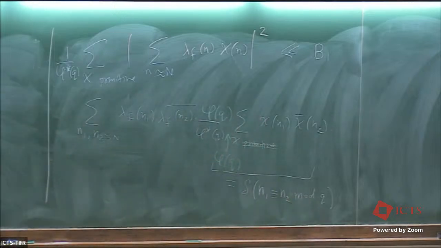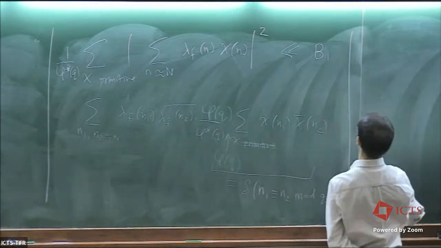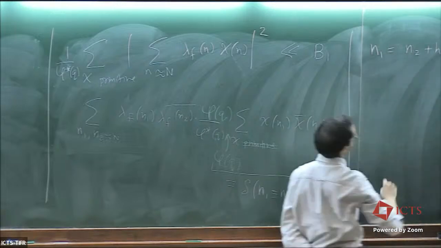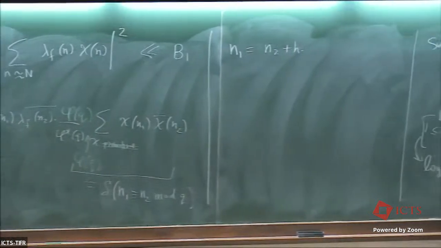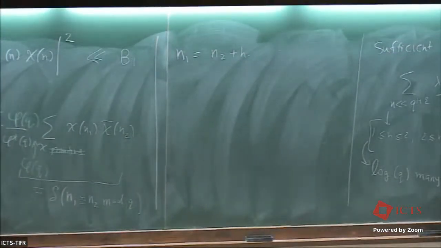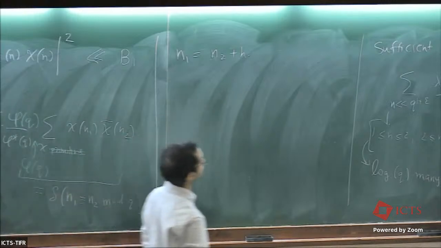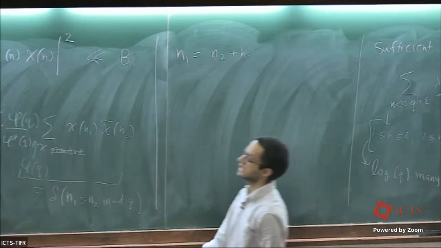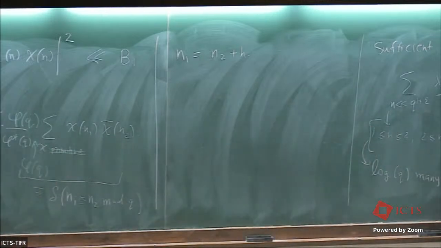Okay. And now let's change variables again. Let's write n1 as n2 plus h. But one of the things one should notice is that the sizes of n1 and n2 themselves are only going to go up to q to the 1 plus epsilon. Okay. So if you take this big N to be anything which is smaller than q, then this is an actual equality, and it doesn't give you anything more.